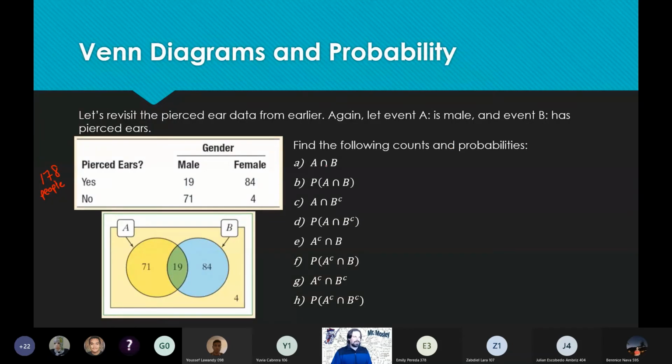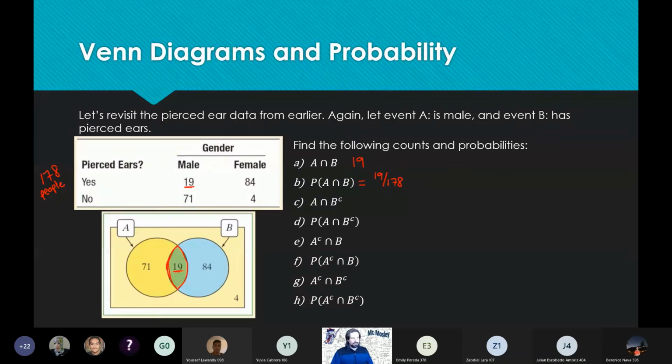So our first one, A and B. The intersection between event A and B. We solved this earlier. There are 19 people who are male and have their ears pierced. That's A and B, which gave us the probability 19 out of 178. And we see that as this here, it is the intersection in our Venn diagram of the events, the shared outcomes. We also have it right here.